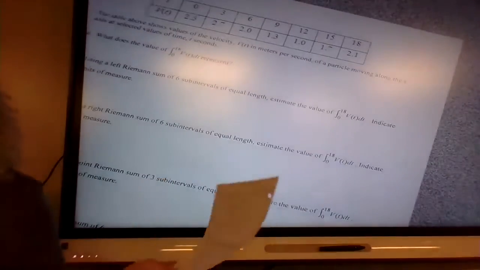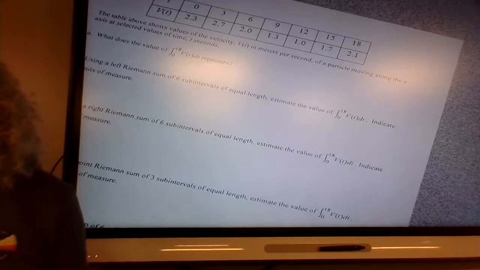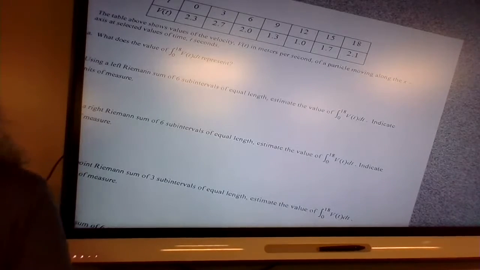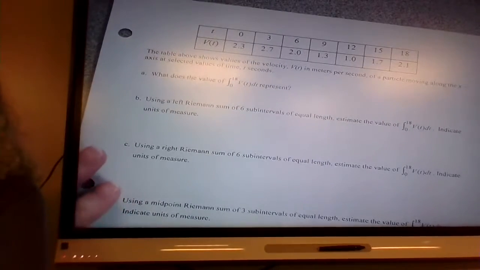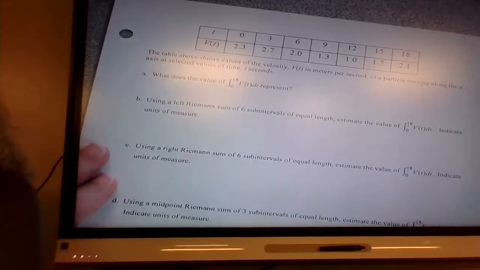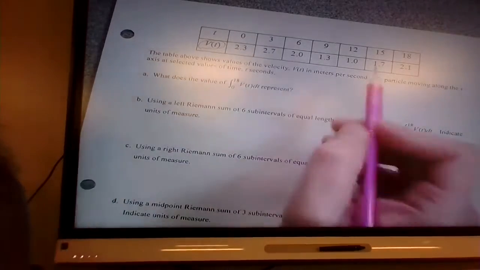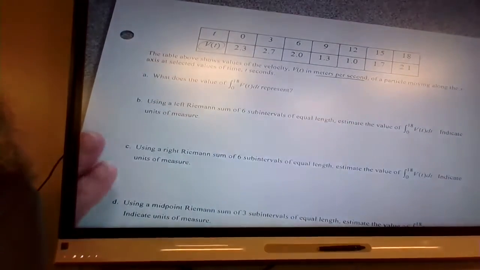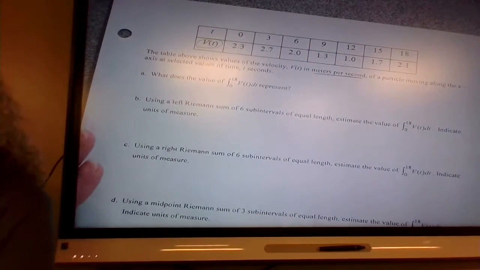Now a table. Pens are getting in the way. All right. We have a table that shows the velocity in meters per second of a particle moving along the x-axis at selected values of time t seconds.